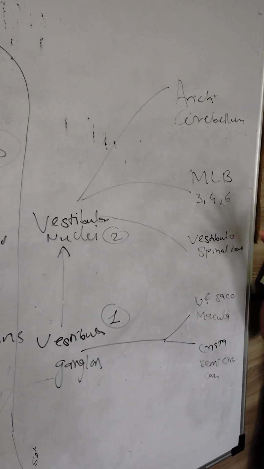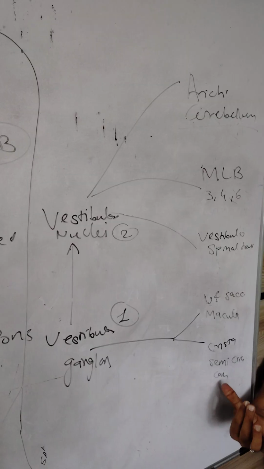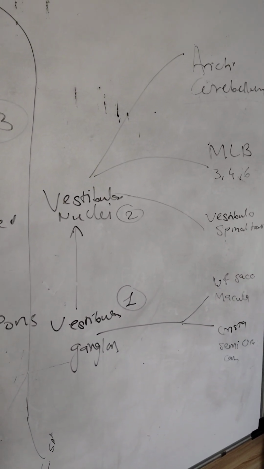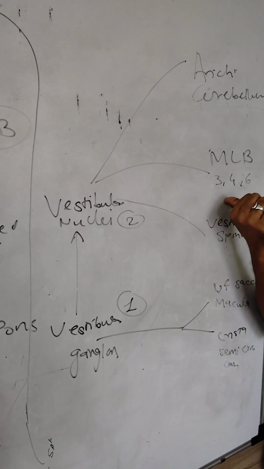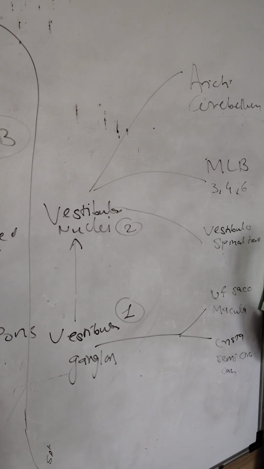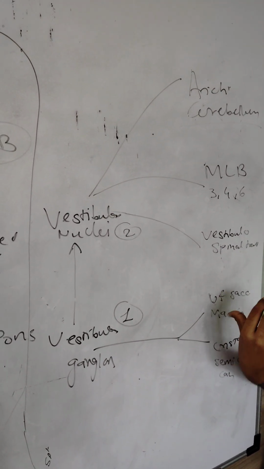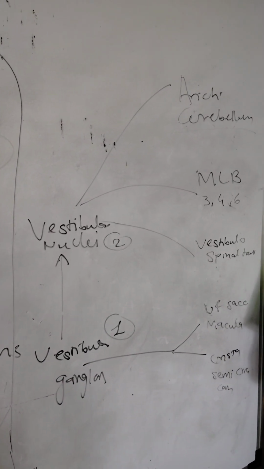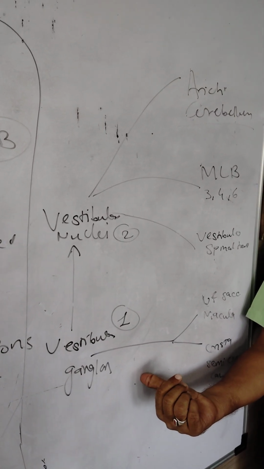So what this whole nerve is doing is that in response to the stimuli coming from the macula and cristae, with the help of the cerebellum, it is guiding the movement of the eyes, the neck and the trunk muscles, so that balancing happens. So this whole coordination is done by the vestibular component.